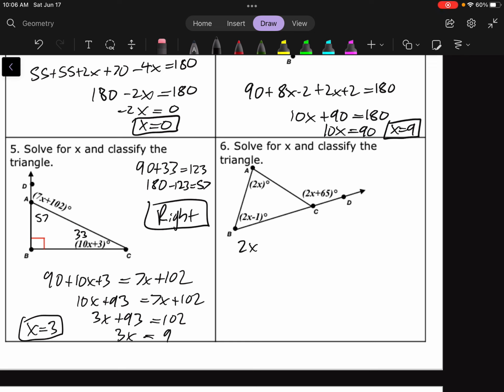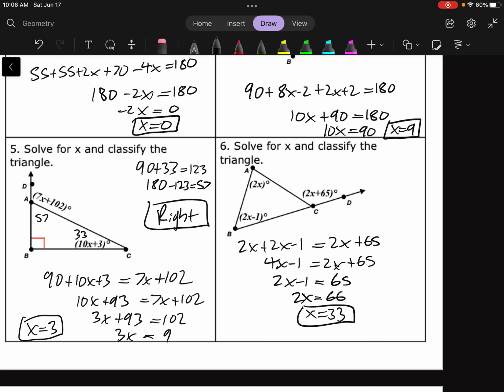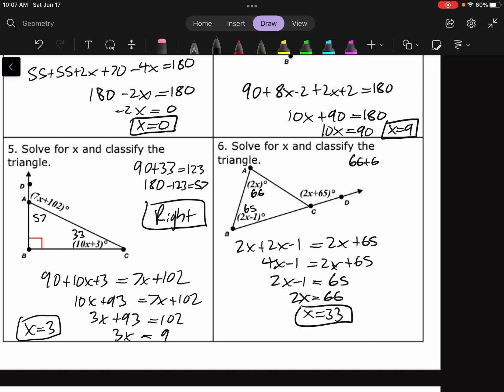Last one is another exterior angle. We got a 2x and a 2x minus 1. Must be equal to a 2x plus 65. That's a 4x minus 1 is equal to a 2x plus 65. Subtracting the 2x gives me 2x minus 1 is equal to 65. That's 2x is equal to 66, so x is 33. Plugging that back in, this angle is 66, this angle is 65. 66 plus 65 is 131. 180 minus 131 is 49. So this angle is 49, which means that all three of them are less than 90, so this is an acute triangle.